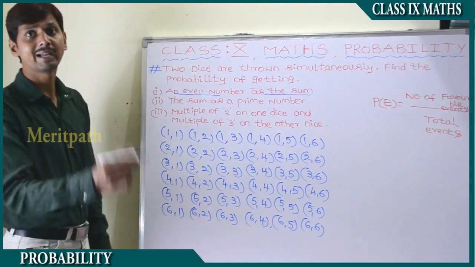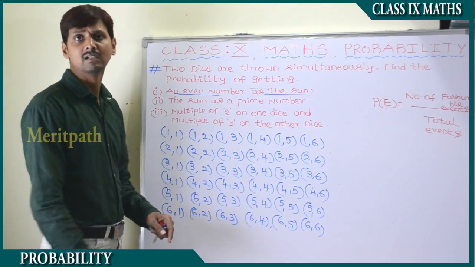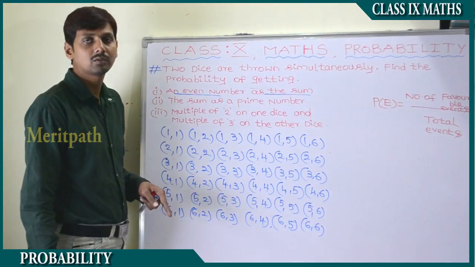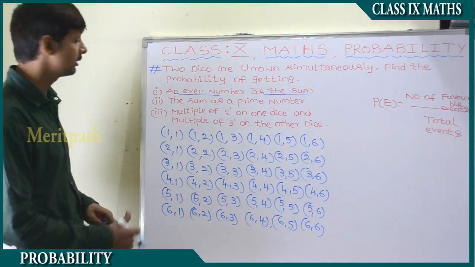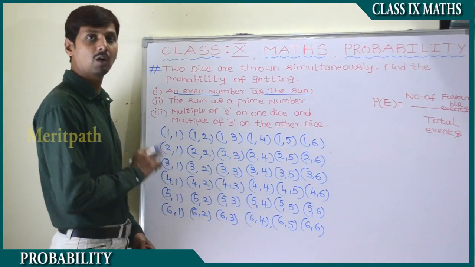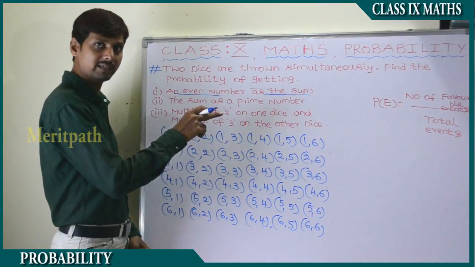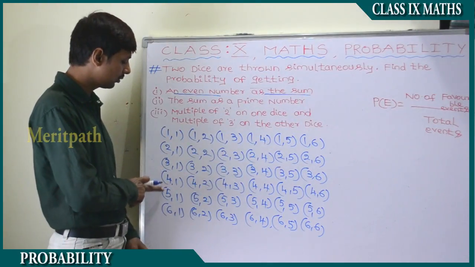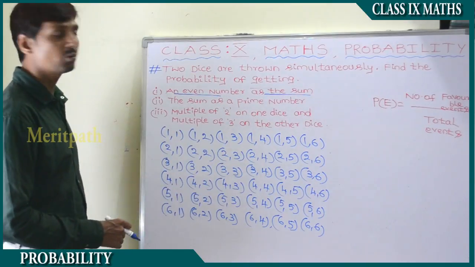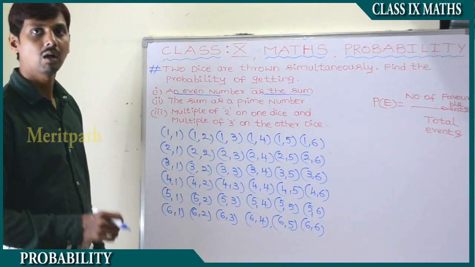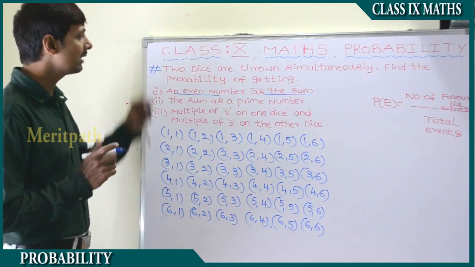There is no possibility to get 7 on the first dice, and no possibility to get 7 on the second dice either. These are the possibilities that can occur on 2 dice, starting with 1 and ending with 6 on the second dice, and starting with 2, 3, 4, 5, 6 and ending with 6. There are 36 possibilities on 2 dice. So these are the events that can occur. Let's start with the question.